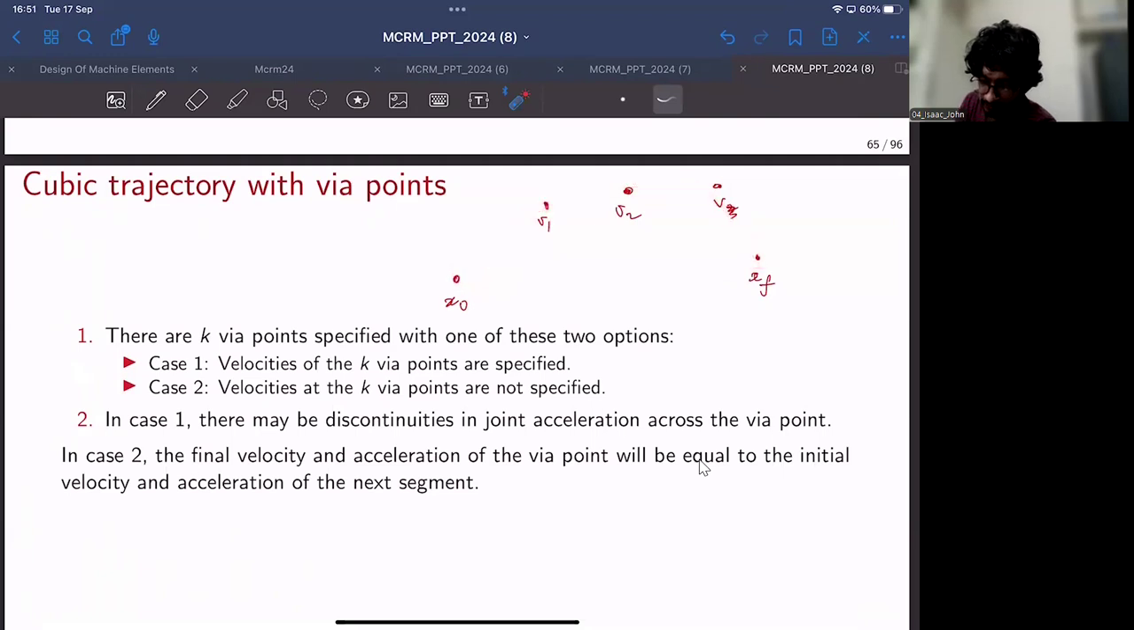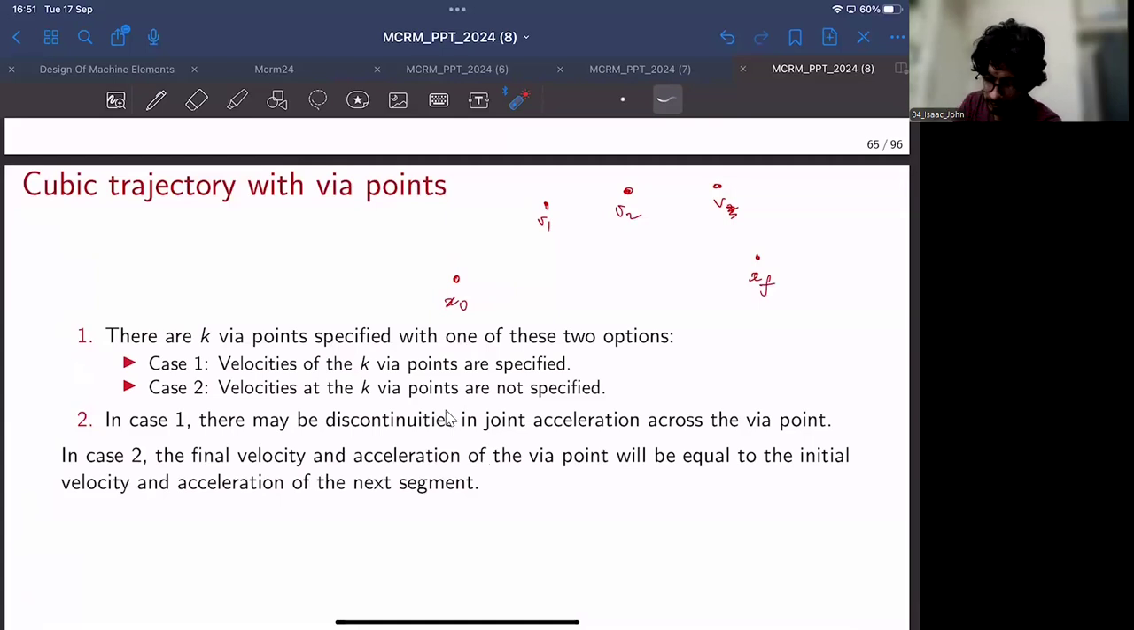So the first case is when the velocities of all the via points are specified by the user. We may again have this meeting terminated in 10 minutes, so I may also require one more session. Please join back so that we can finish this off, maybe probably 20 more minutes after this.